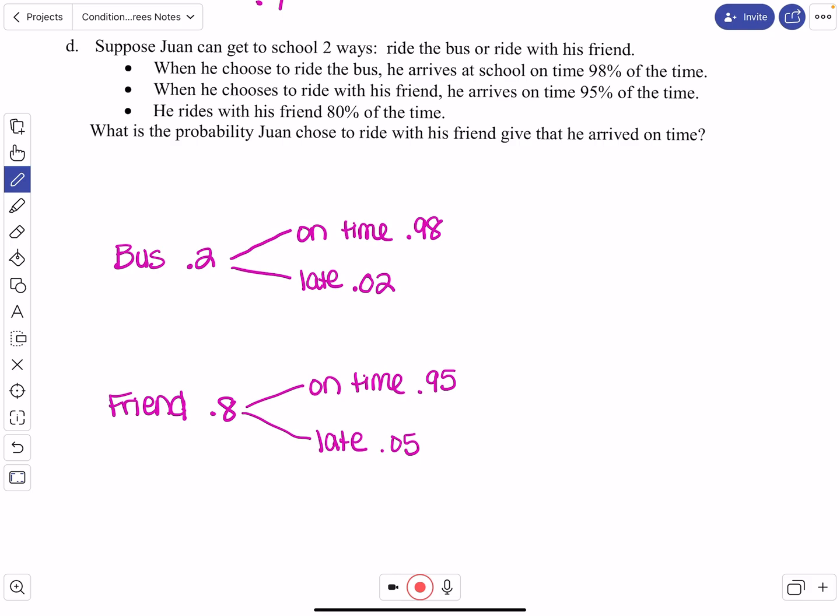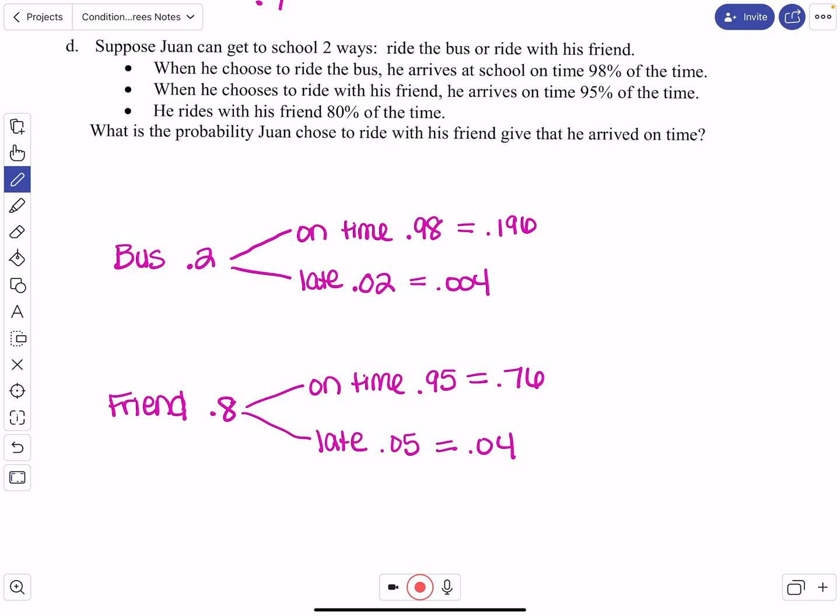Now it's time to calculate our probabilities. So you just multiply. So to get this probability, we do 0.2 times 0.98, which is 0.196. Then we do 0.2 times 0.02, which is 0.004. Then we do 0.8 times 0.95, which is 0.76. Then 0.8 times 0.05, which is 0.04.